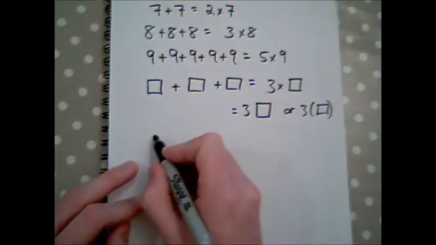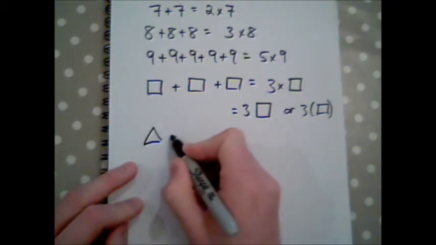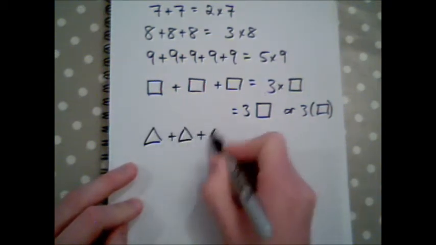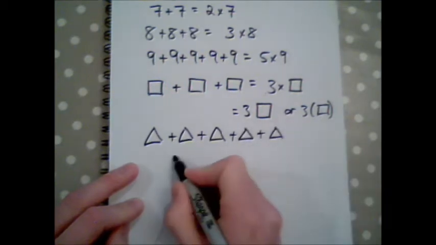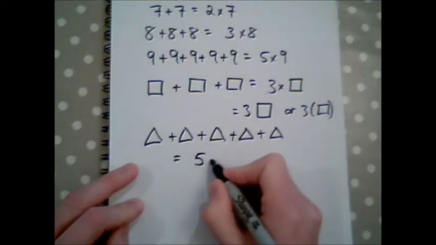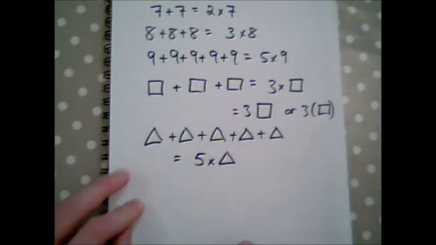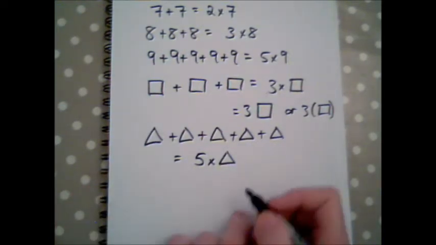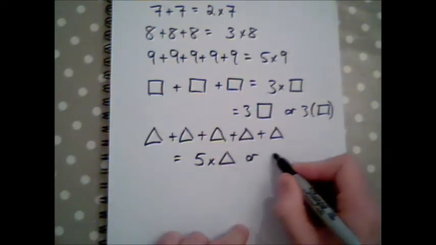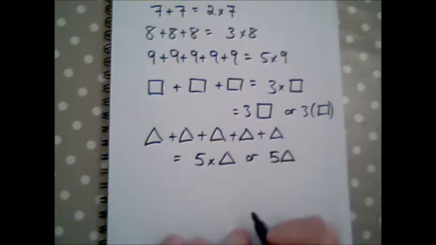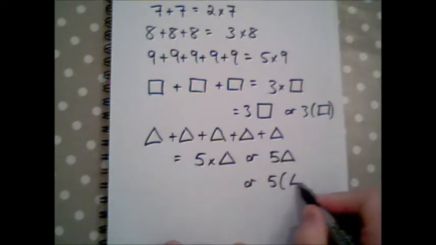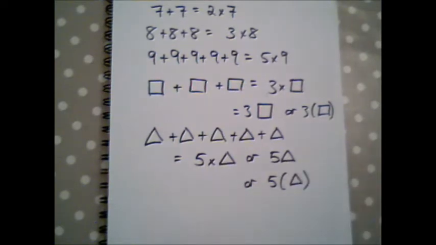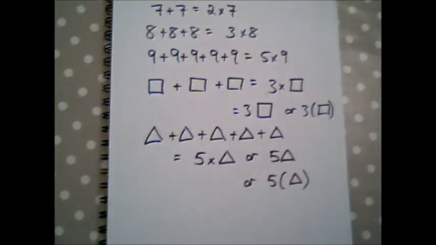Right, if I've a triangle plus a triangle plus a triangle plus a triangle plus a triangle, that's 5 times a triangle, or 5 triangles. So I write that some of the time as just 5 with a triangle, and some of the time I write it as 5 with a bracket and a triangle.